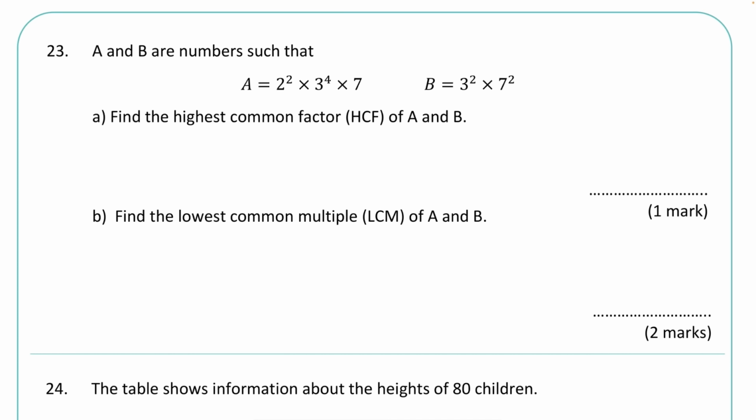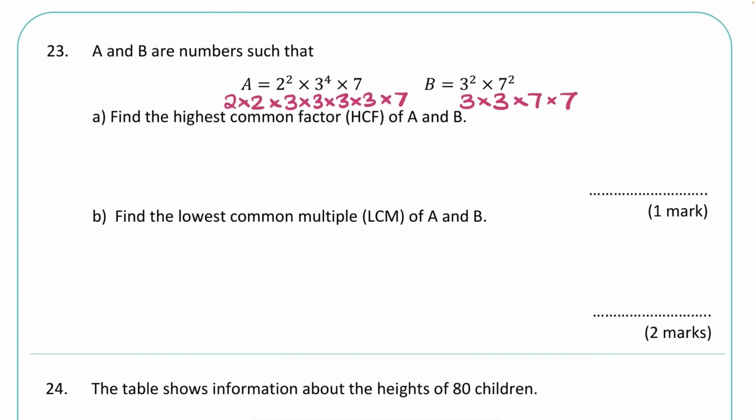So in A we have 2 times 2 times, there's quite a lot of 3s here, 3 4 times, and then a 7. For B, a much smaller number, which is 3 times 3 times 7 times 7, smaller in terms of the factors that we have there. We've only got 4 numbers to write down rather than all of those. Now for the highest common factor, all we have to do is identify which prime factors are in both numbers and if there are any duplicates.